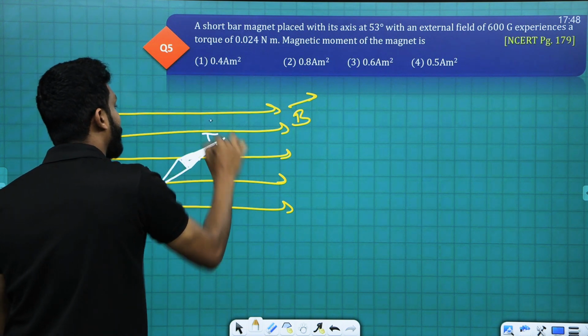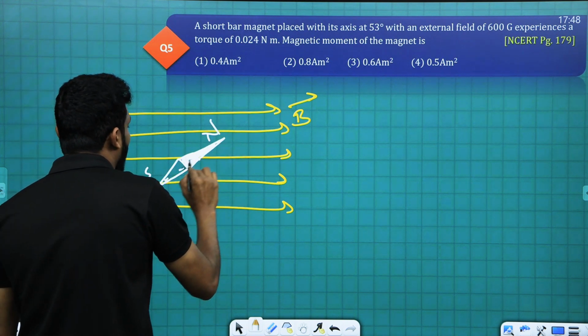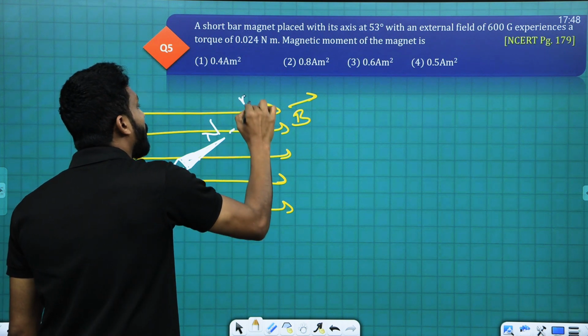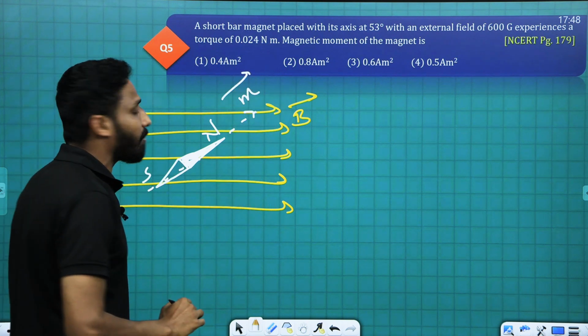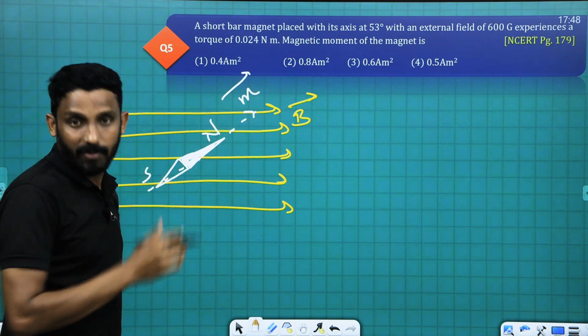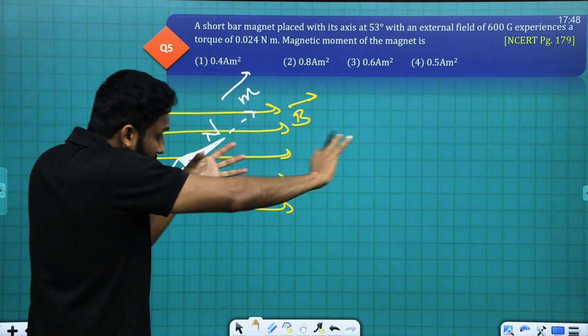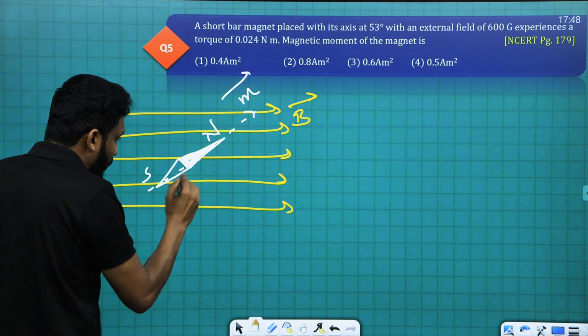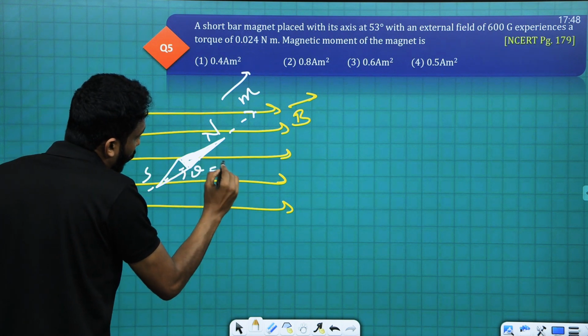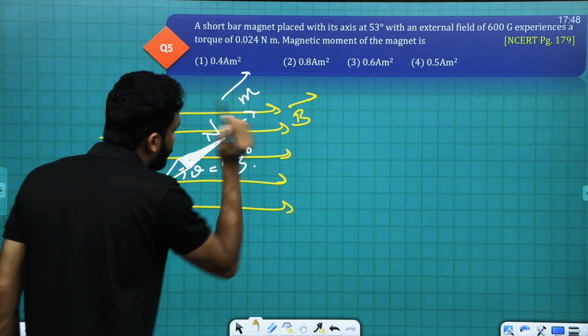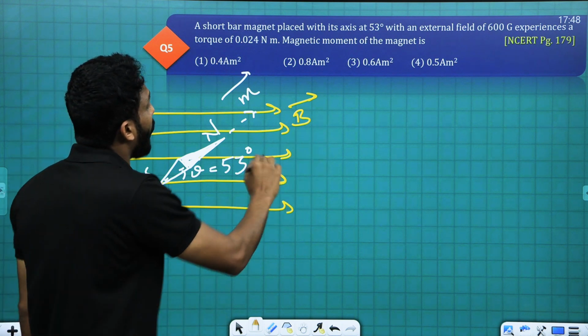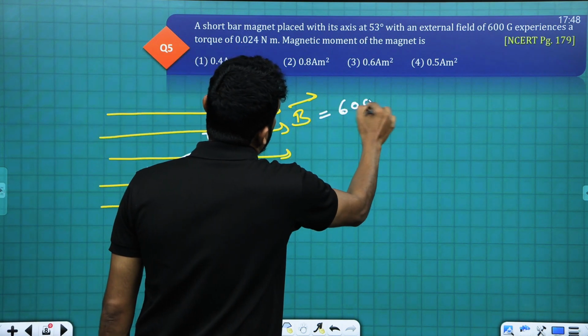South, north. Then the magnetic dipole moment is directed from south to north, vector. The field intensity is directed towards the right, and the angle here, theta, given in the question is 53 degree. Good. The field value given here is 600 Gauss.